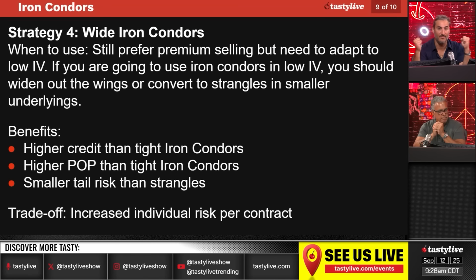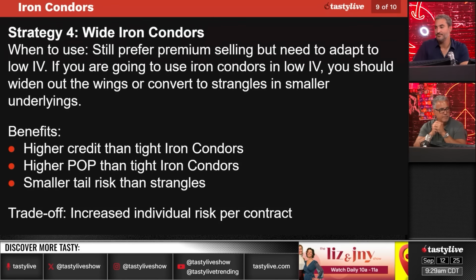They help give you a little bit of a buffer if volatility expands. The benefits of wide iron condors versus tight iron condors, obviously you're going to collect higher premium. In fact, you have a higher pop. You have smaller tail risk here because you're buying that wing to cap your risk. Good job. Next one, please.